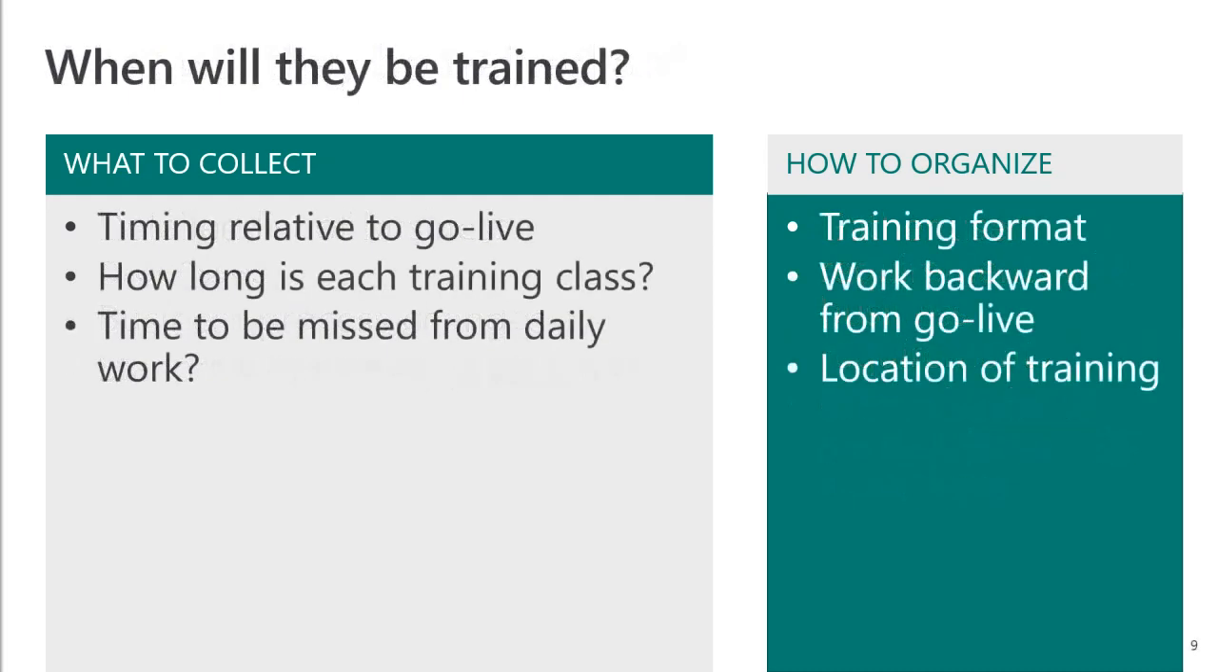Now that you've figured out the what we need to be trained on, the next step is to figure out when they'll need to be trained. So you'll need to figure out that timing relative to the go live. So when you look at the what list, you're going to need to identify, how much training exactly is this? Is this an hour's worth of training? Is this a day's worth of training? Can my users be taken out of their job for the entire day?